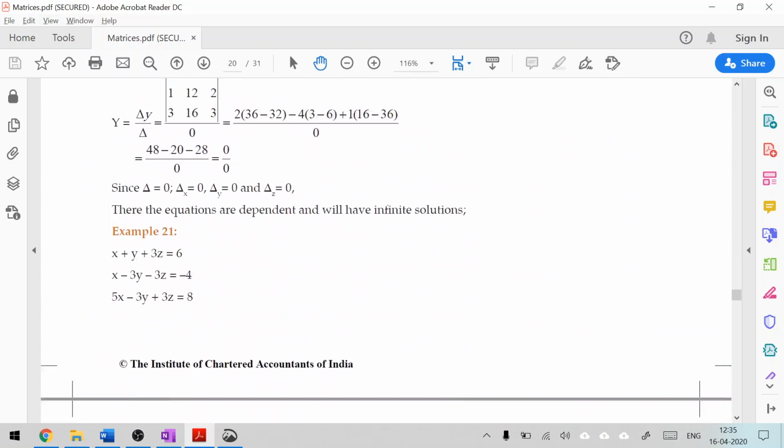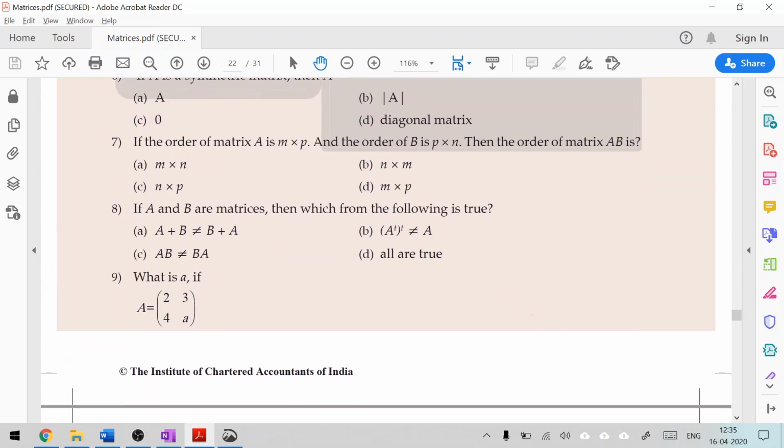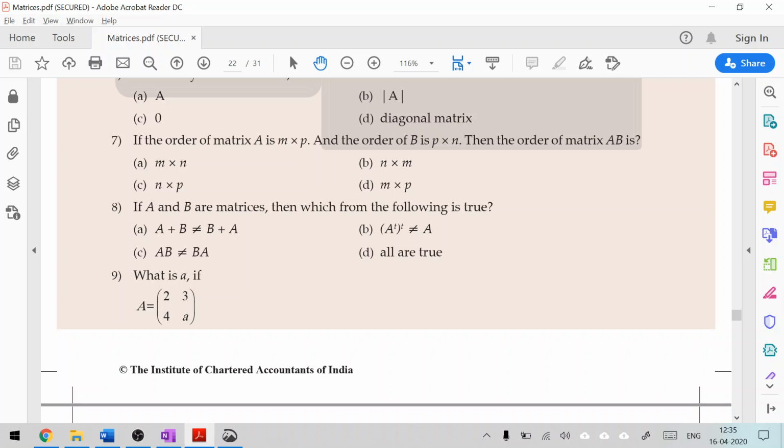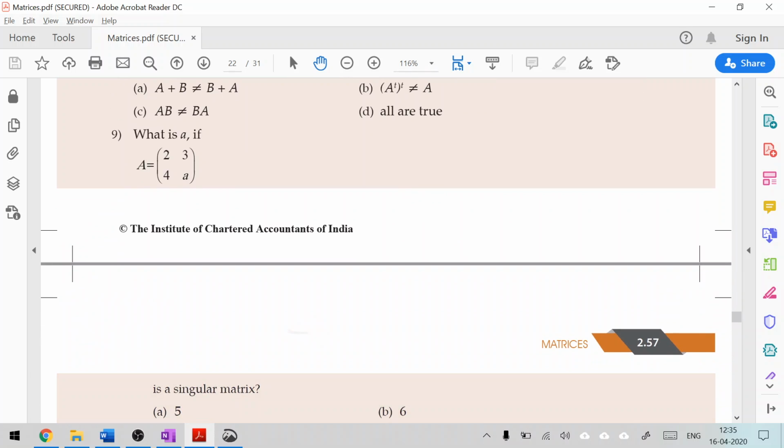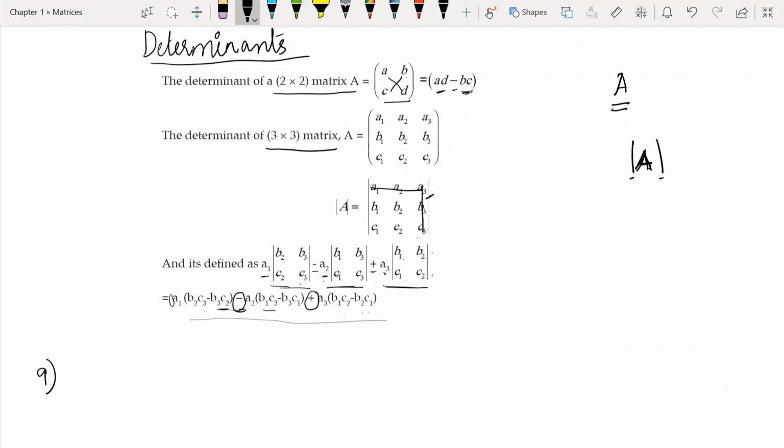Where is question number 9? Yes. What is A if this is the matrix? Okay, this matrix is a singular matrix. Now let's write down. You have the matrix 2, 3, 4 and a small a. The question is asking you to find A, if capital A is this, if A is singular.